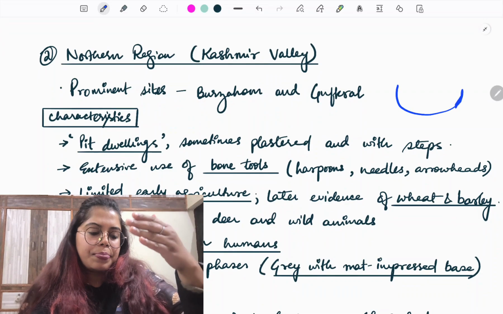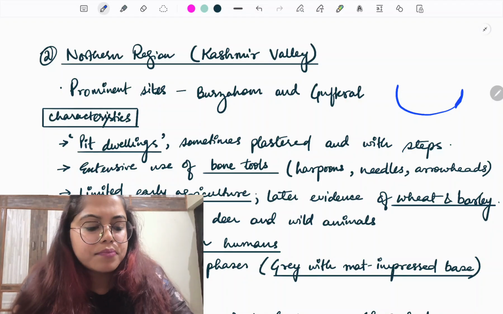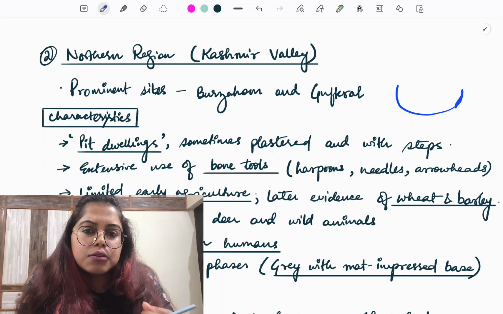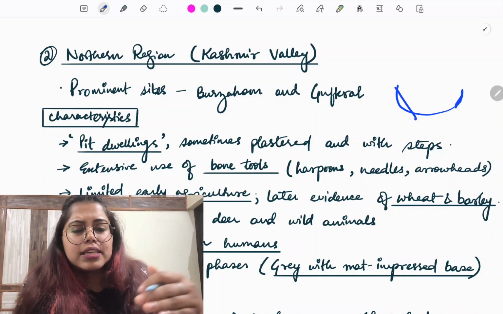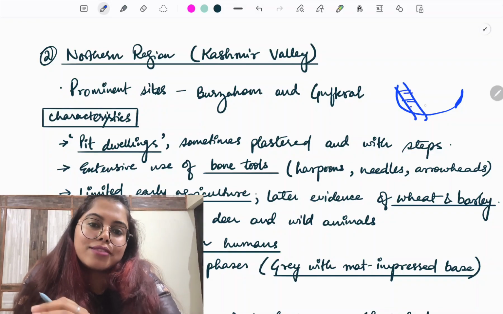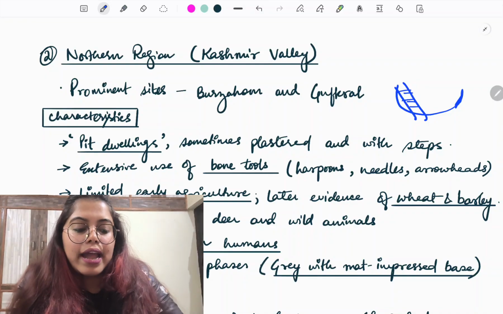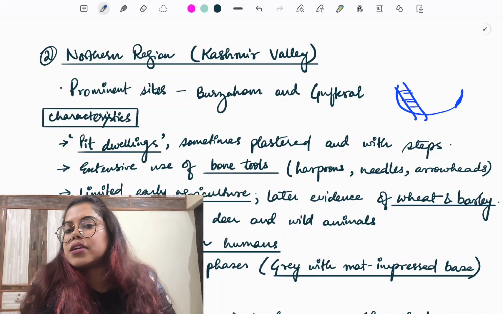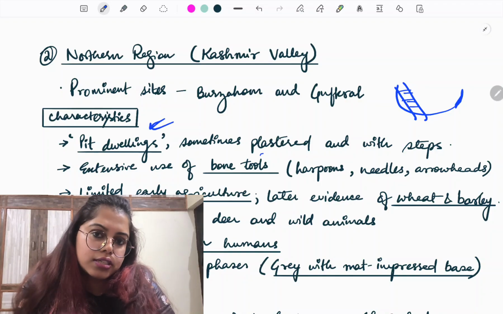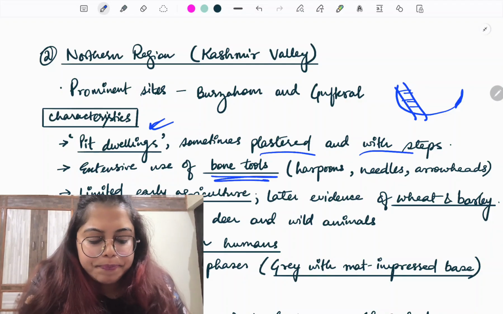Pit dwellings means that they will dig a big hole in the ground, and these holes were not just small holes, okay, they are very well built. You can just Google the images, you will see कि these are very elaborate houses, elaborate compared to what the houses were in the Neolithic period. They also had steps, मतलब proper सीढ़ी है नीचे जाने का, and a proper courtyard and houses and rooms are built inside. So those are known as pit dwellings. What it does, it prevents from cold and harsh climates, right? So there are pit dwellings, sometimes plastered and with steps.